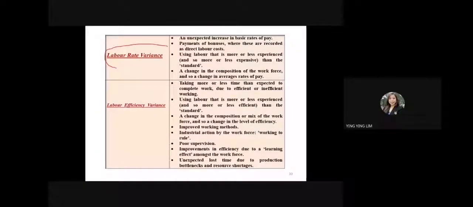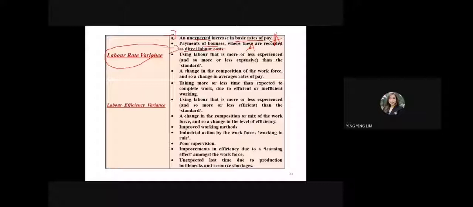Then we can look at labor rate. For labor rate, the first point you can look at is an unexpected increase in the basic rate of pay. Meaning in actual you are paying more, so your variance is definitely adverse. Or maybe you pay a labor bonus, which is recorded as direct labor cost. This one is also adverse as well. In actual, you are paying more.